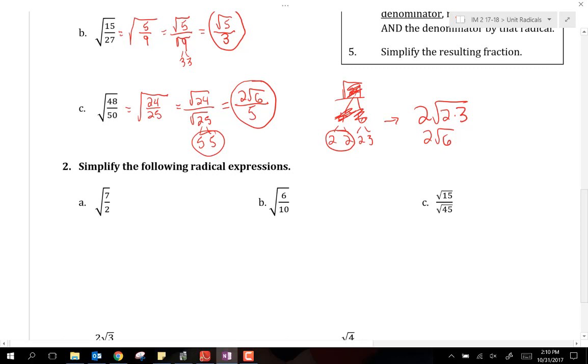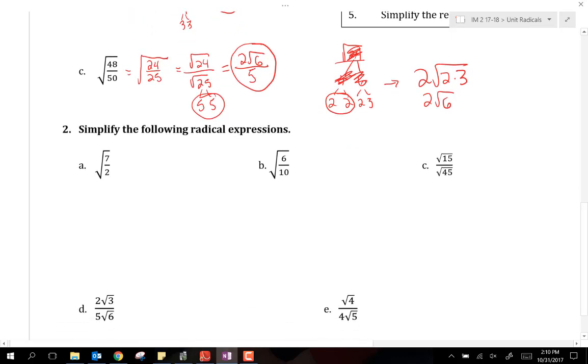All right, more problems. Letter A. We need to simplify if we can. 7 over 2, can't do that. So we split it up. Now we have root 7 over root 2. We can't break down either one of them. 7 is prime, and so is 2.